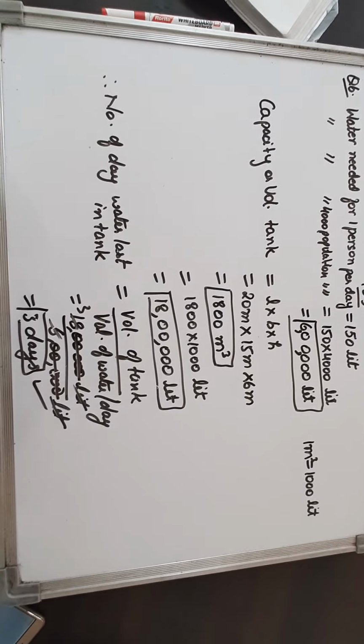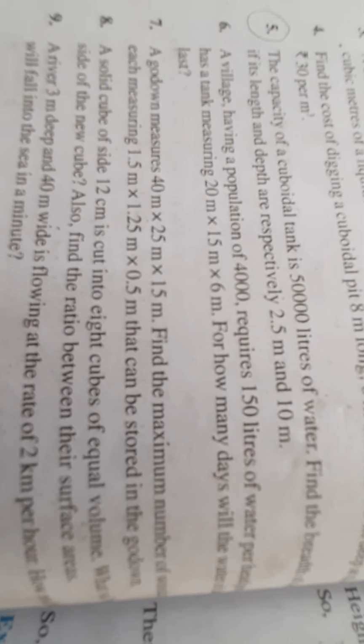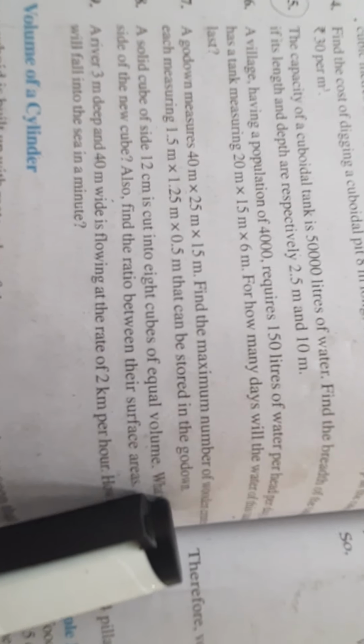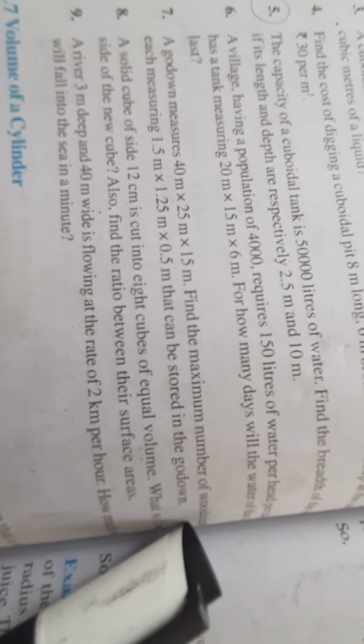Now let's do question number 7. Now let us read question number 7. Dear students, a godown measures 40 meter, 25 meter and 15 meter. Means this is the length, breadth and height of the godown. That means it is cuboidal. Find the maximum number of wooden crates, each measuring this, that can be stored in the godown.